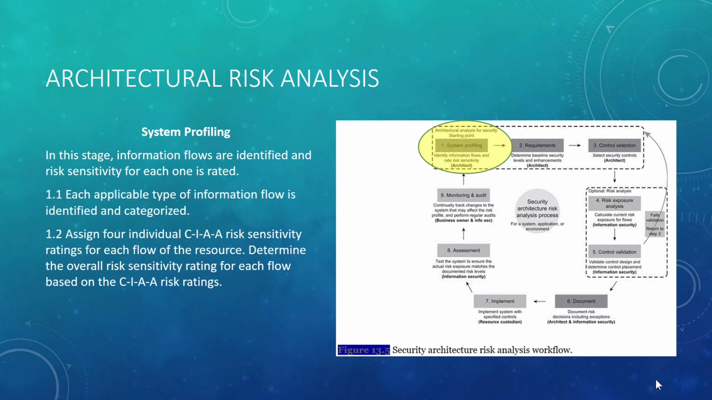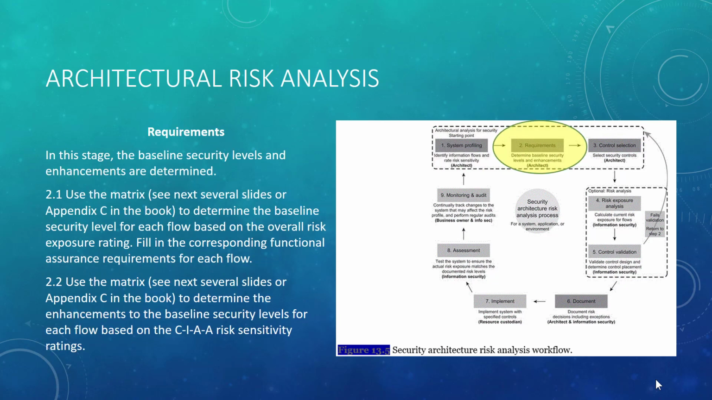Once we've got that beginning point of what is in scope and what information flows exist out there, we're going to get into the requirements phase. And this is covered in the book principally in Appendix C. Now, I've incorporated that into the next couple of slides to make sure that you've got a sense of what that actually looks like. But we're going to go through and look at our baseline security levels and what enhancements are going to be needed based on the confidentiality, integrity, availability, and accountability risk sensitivity ratings that we had from those information flows in the previous phase.